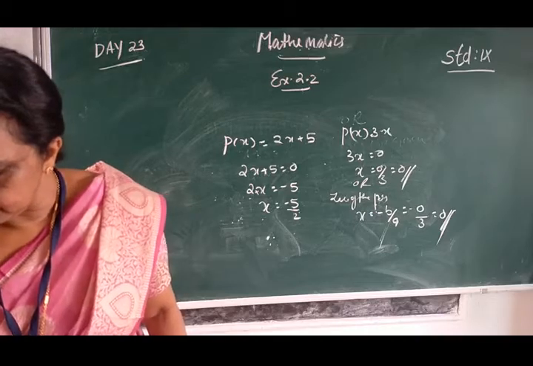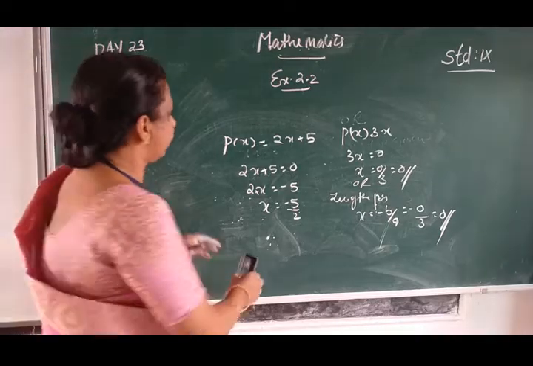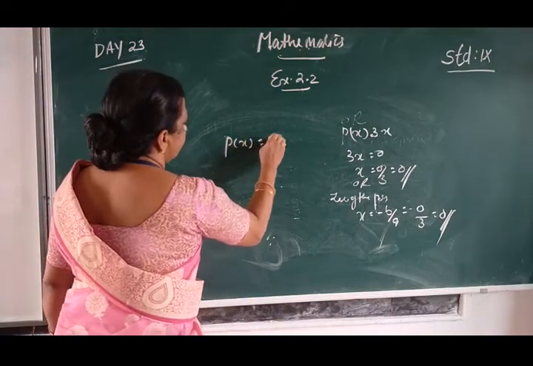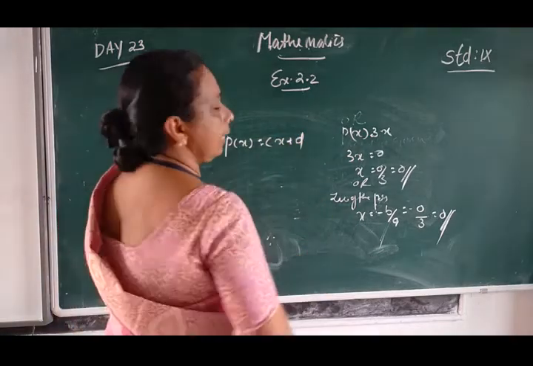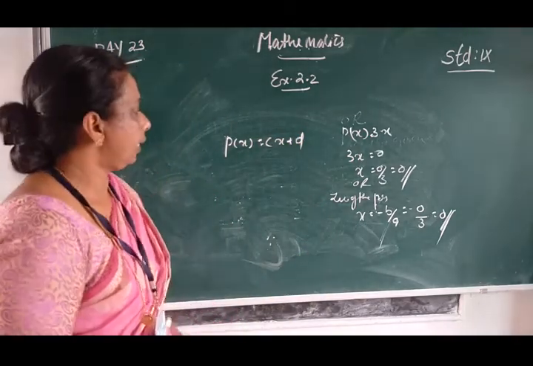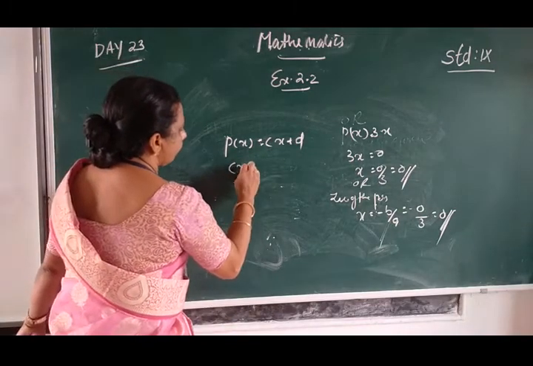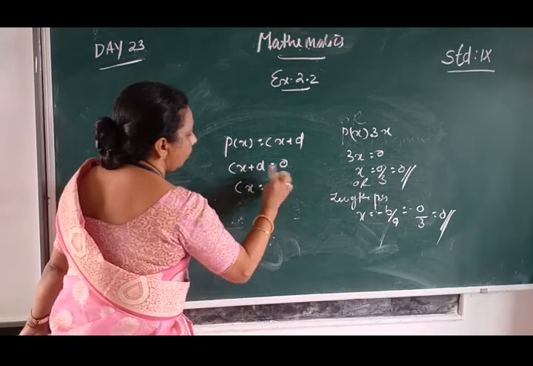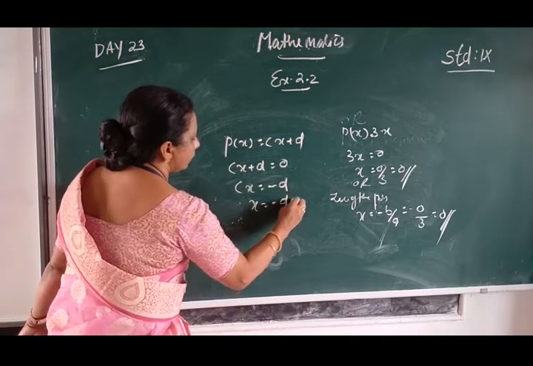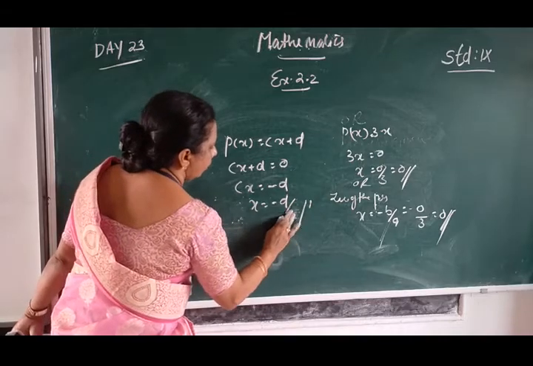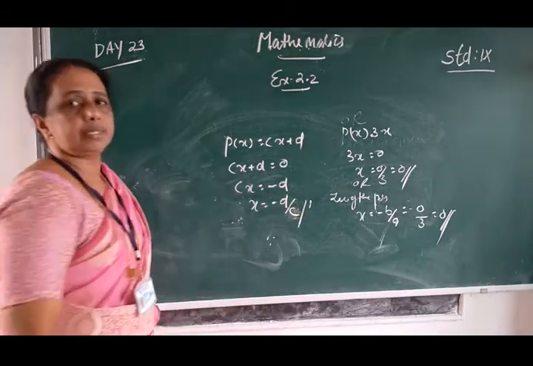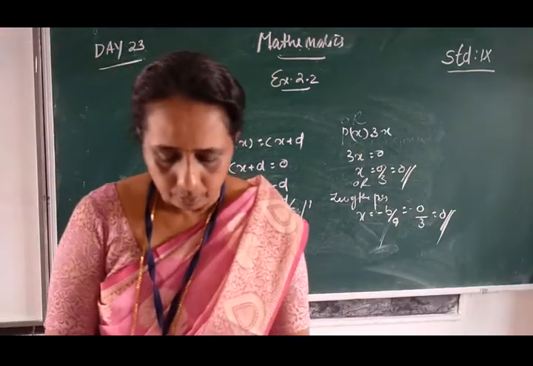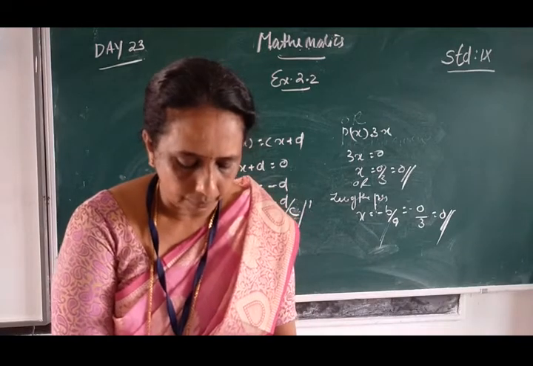Then seventh question, p of x is equal to cx plus d, where c and d are real numbers and c not equal to 0. Find the 0 of the polynomial. Equating this polynomial equal to 0, then cx is equal to minus d, then x is equal to minus d by c. Minus d by c is the 0 of the given polynomial. This way we can find out the 0 of the given linear polynomial.